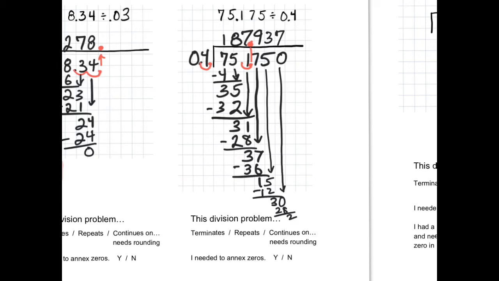This problem is still not done, but if you look at our answer so far, 187.937, you'll see that we have actually gone far enough to round to the nearest hundredth. Right now we have 93 hundredths.